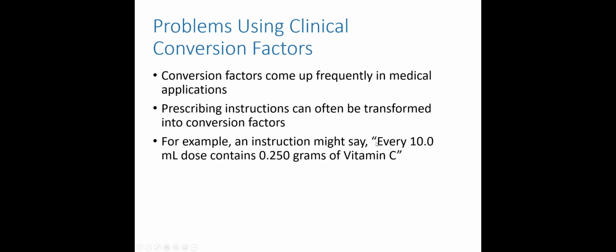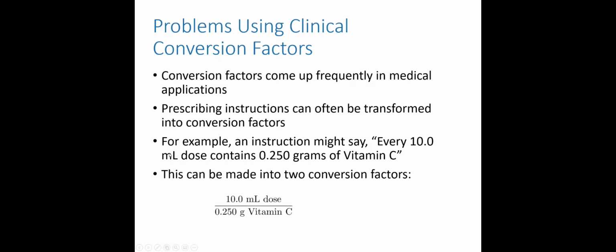Here's another type of dosing information we might use. So it might say for every 10.0 milliliter dose, it contains 0.250 grams of vitamin C. Now we can make those into conversion factors. We can say every 10 milliliter dose has 0.250 grams of vitamin C, and this would be good for converting the grams of vitamin C to volume of doses, or we could write its reciprocal if we wanted to go from volume of dose to grams of vitamin C.